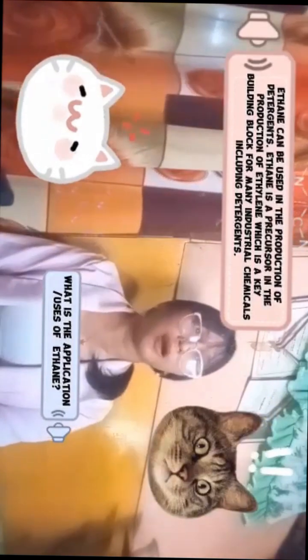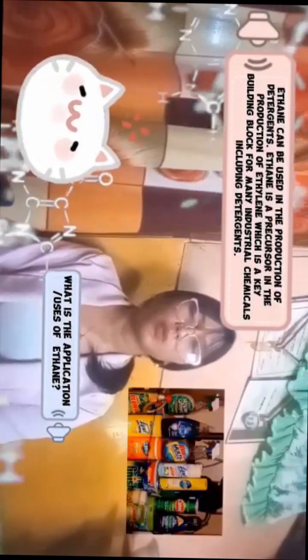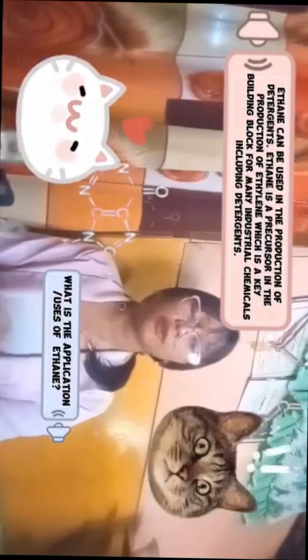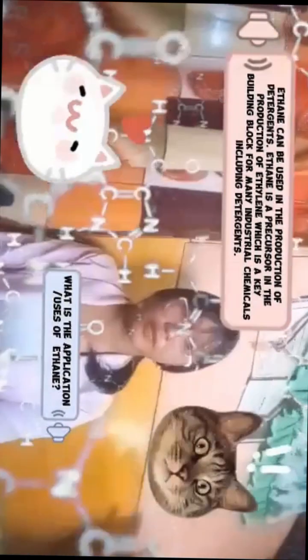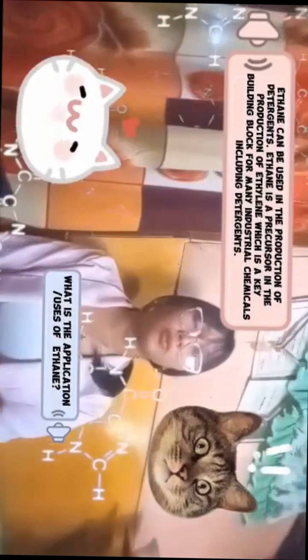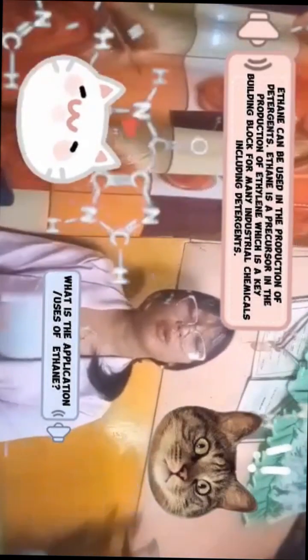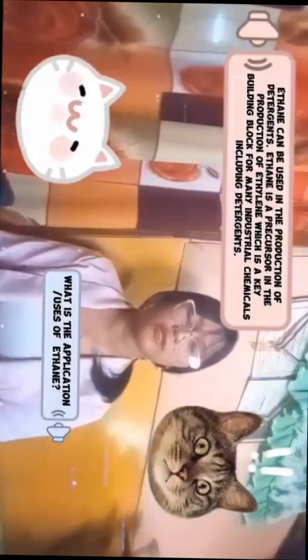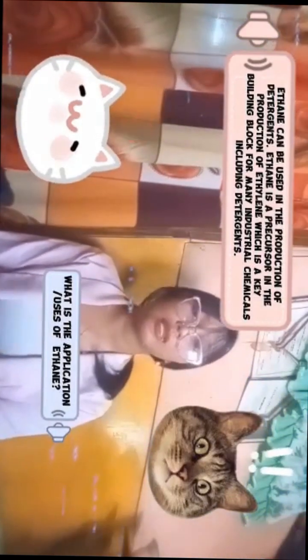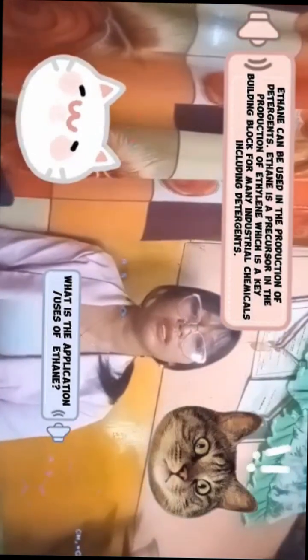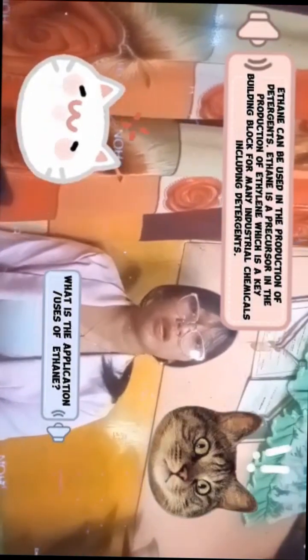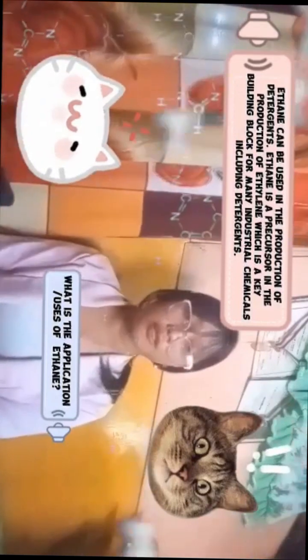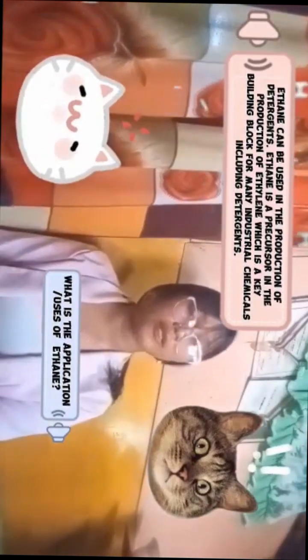So ethane can be used in the production of detergents. Since Ma'am Roa said that we are going to choose a substance that is connected to us as BFPT students, or that we are using inside of the laboratory. Since we are using detergents to clean the utensils in our laboratory, that's why I'm choosing ethane, because it can be used for the production of detergents, which can help us to clean the utensils inside of our laboratory. That's all.